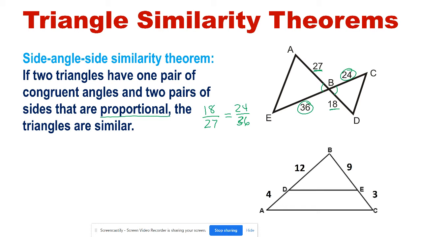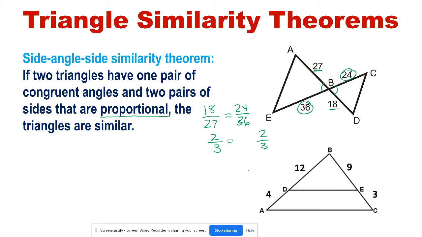There's several ways to test and see if these are equal fractions. For this one, what I'm just going to do is simplify my fractions. So 18 and 27 will both divide by 9. 18 divided by 9 is 2. 27 divided by 9 is 3. So that becomes 2/3 when I simplify it. 24 and 36, I can divide both of those by 12, and I get 2/3 again. So they both end up being 2/3, and that means the sides are proportional.